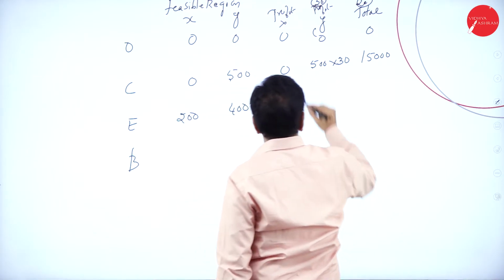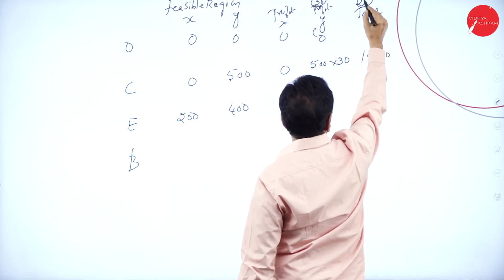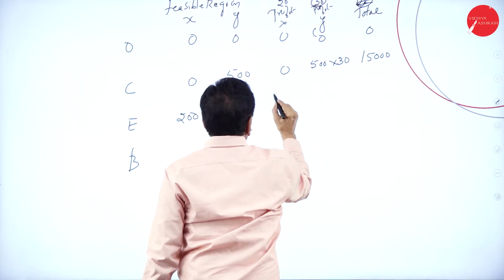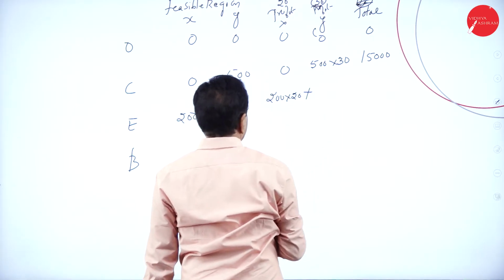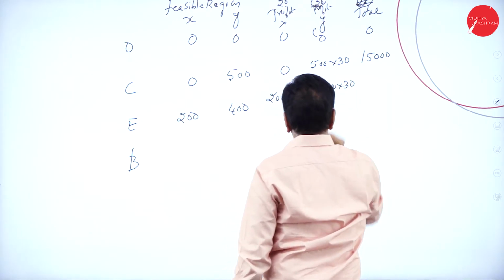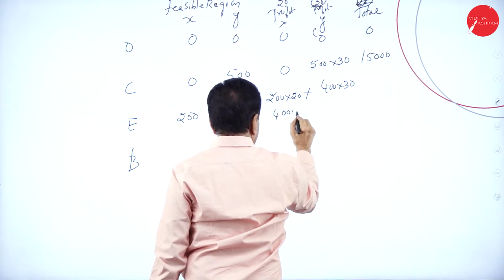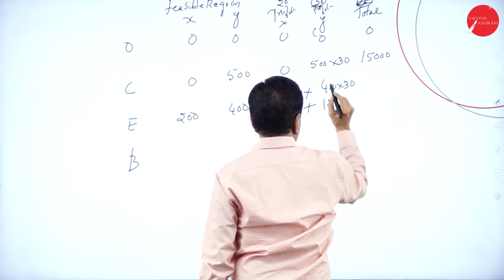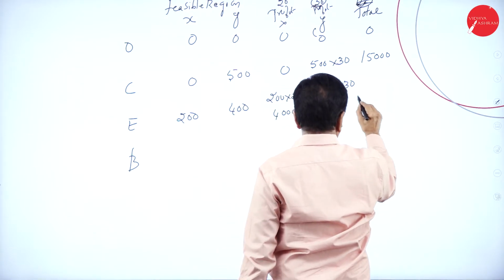So profit, this is profit of X total here. This is 20. 200 into 20 plus 400 into 30. This is 2 2s are 4, followed by 3 0, 4,000. 3 4s are 12, followed by 3 0, 12,000. It becomes 16,000.